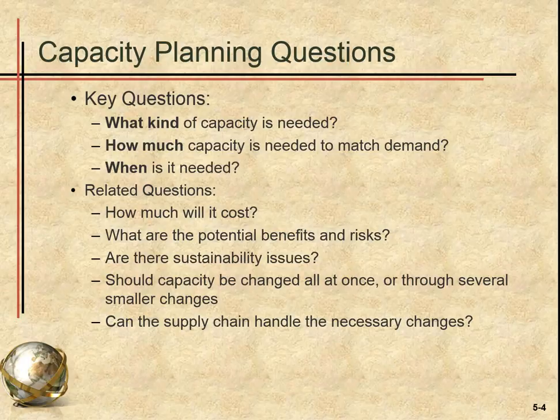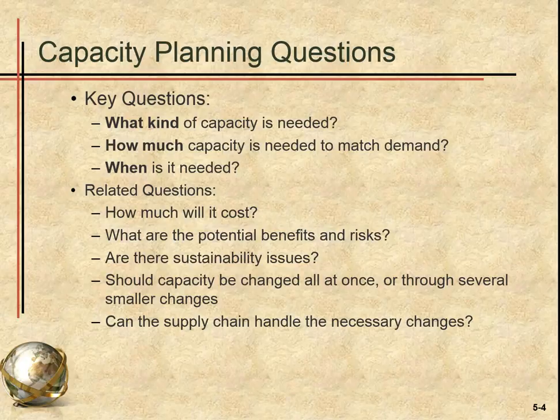Then the second question is, how much capacity do you need to match the demand? And as we mentioned before, you want to find that perfect point where you have enough capacity to match the exact amount of demand. And as I mentioned before, that's very hard to get, but you want to get as close as possible. And the third question is, when do you need it?